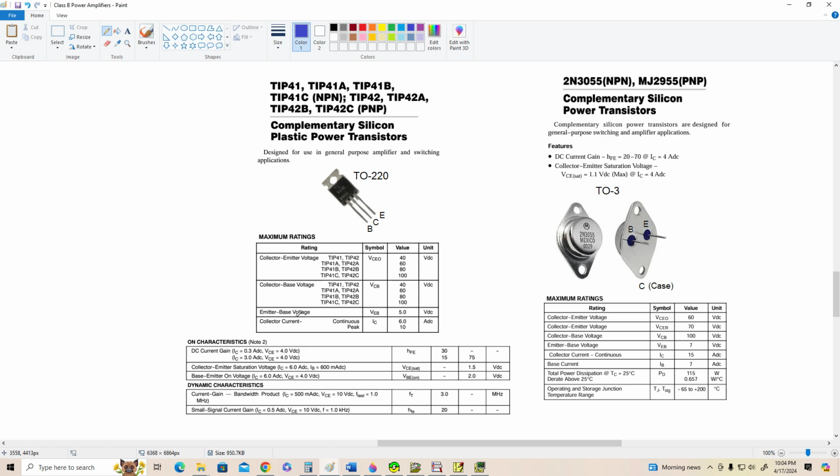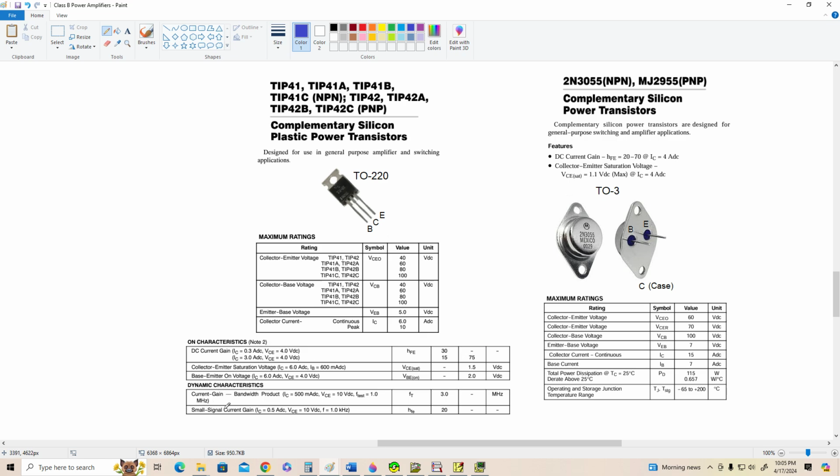Maximum collector current is 10 amps peak, 6 amps continuous, so we're nowhere near the maximums for this transistor. The DC current gain, h sub capital FE, that's the DC beta, has a minimum value of 30, and that's with 0.3 amps in the collector. If we increase the collector current to 3 amps, our minimum beta could be 15, maximum is about 75, so 50 is a good estimate.